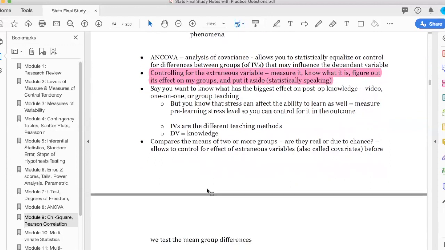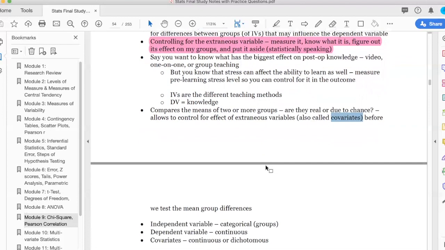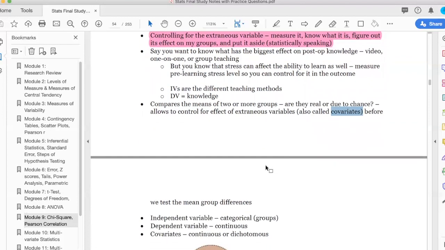But we also want to control for the effect of the extraneous variables. And the reason we call this analysis of covariance is because another word for extraneous variables is covariates. So other variates or other variables that are coming along with the ones we're measuring, but we don't really want them, we don't really want their effect to come into the study, right?